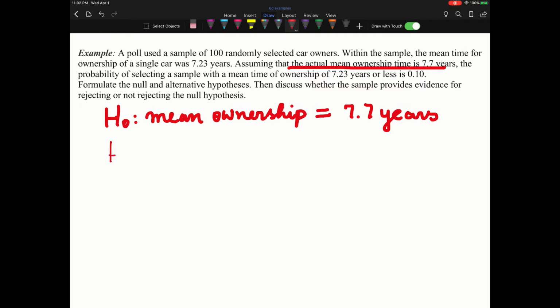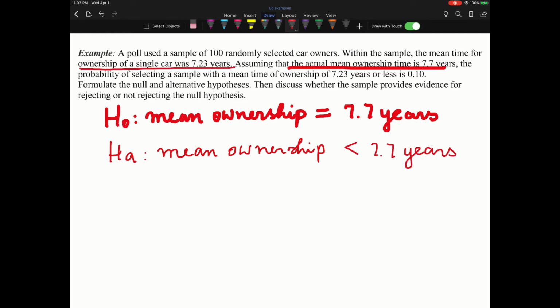The alternative hypothesis is the statement that contains an inequality. Assuming that the actual mean ownership is 7.7 years, then the alternative hypothesis is the mean ownership being less than 7.7 years, because we have a sample that shows the result of mean 7.23, which is less than 7.7.